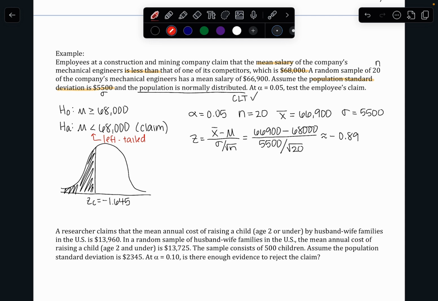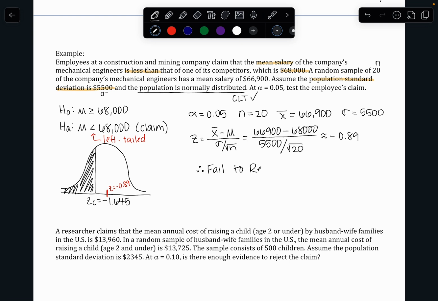So if we put that on the number line of our normal curve, we want to see, does it fall in the shaded region or the unshaded region? So we know that negative 0.89 is bigger than negative 1.645. So this is going to fail to reject, and this is our decision. You're going to actually write it out.